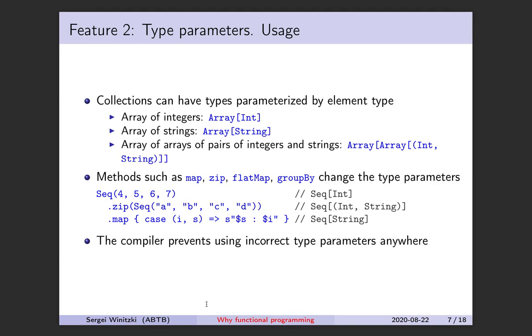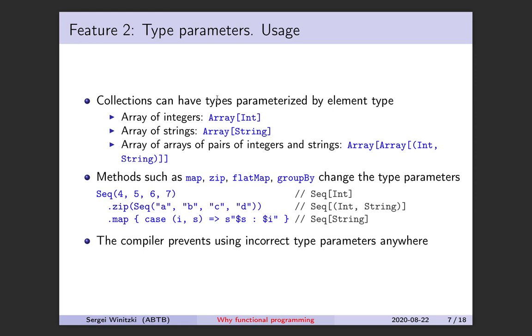The second feature of functional programming is type parameters. So, for example, you have an array, and you can specify that it is an array of integers. And then the compiler will check that it is always integer in the array. You cannot put a different value, like a string, for example, in the array. And if it's an array of string, then you could not put integers into that array.